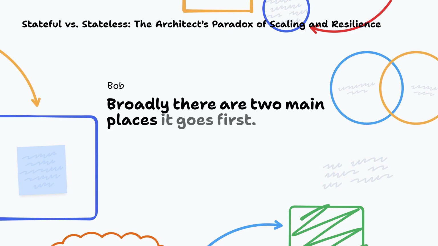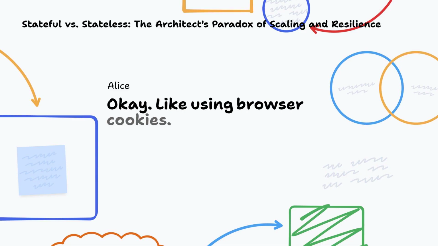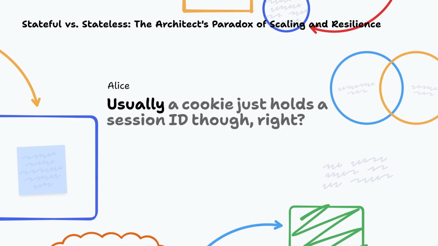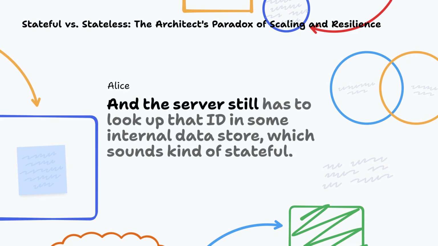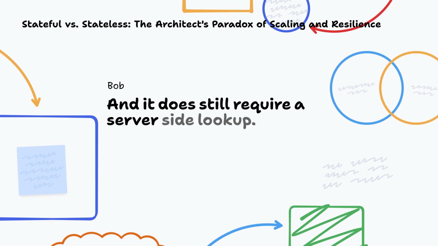Broadly, there are two main places it goes. First, sometimes we push it to the client side. Okay, like using browser cookies. That feels familiar. Usually a cookie just holds a session ID though, right? And the server still has to look up that ID in some internal data store, which sounds kind of stateful again. That's the traditional way, yes. And it does still require a server-side lookup.